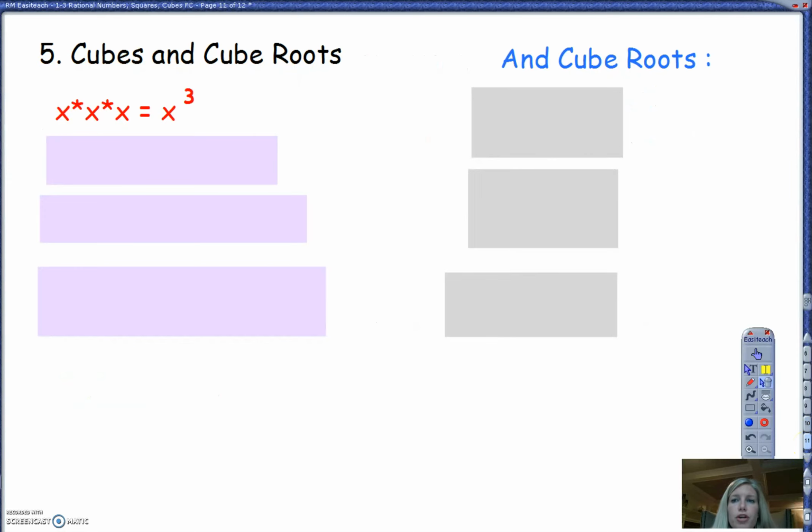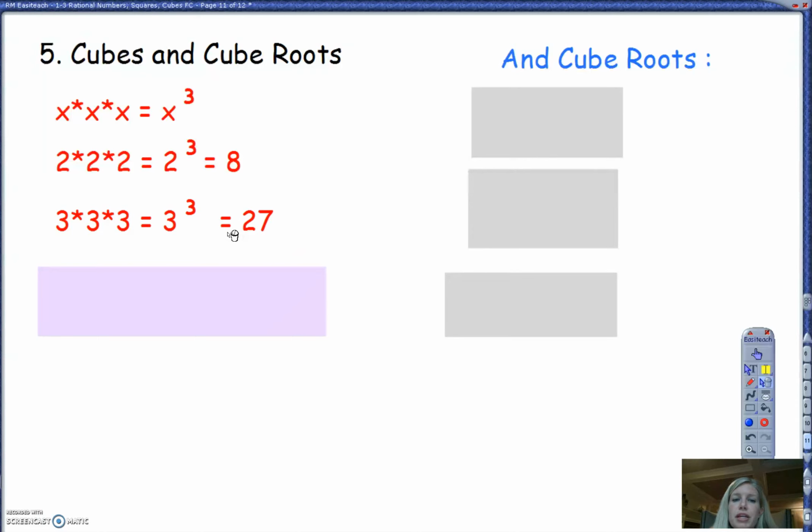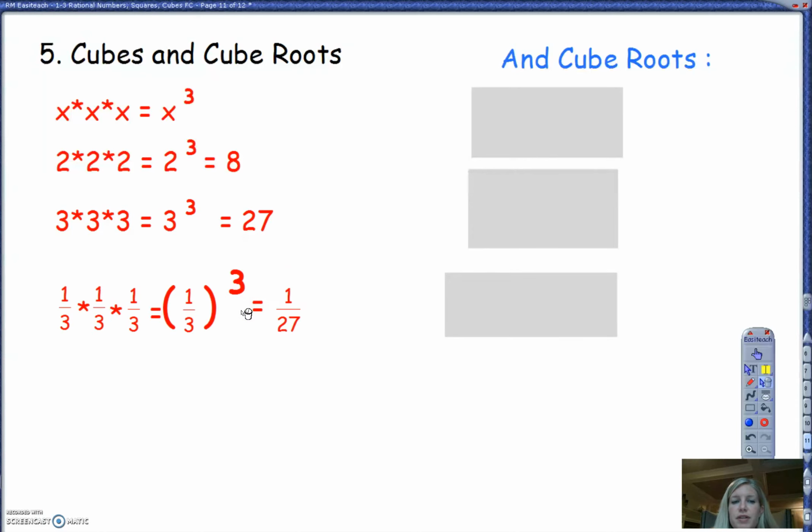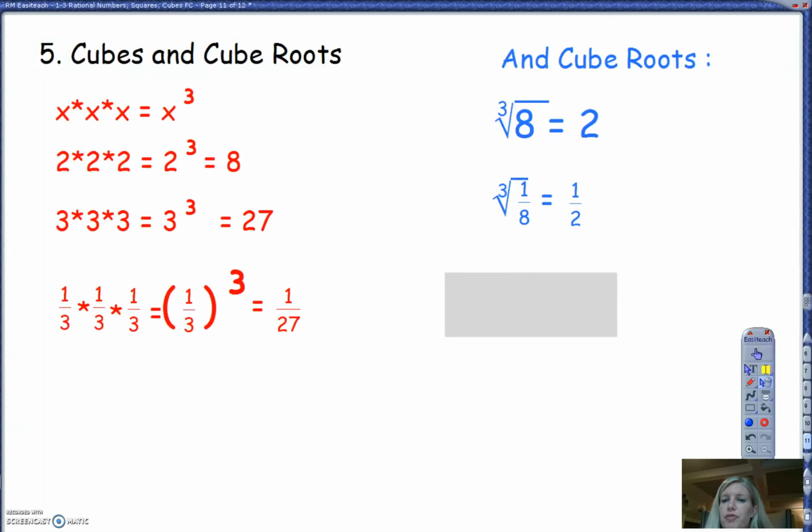Cube roots are just 3 times. x times x times x is x cubed. 2 times 2 times 2 is 2 cubed, which is 8. 3 cubed is 27. 1/3 cubed is 1 over 27. And realize that the opposite, if I took the cube root of 8, you get 2, because 2 times 2 times 2 is 8. The cube root of 1/8 is 1/2. And so on. Okay, so these are all cube roots, square roots.